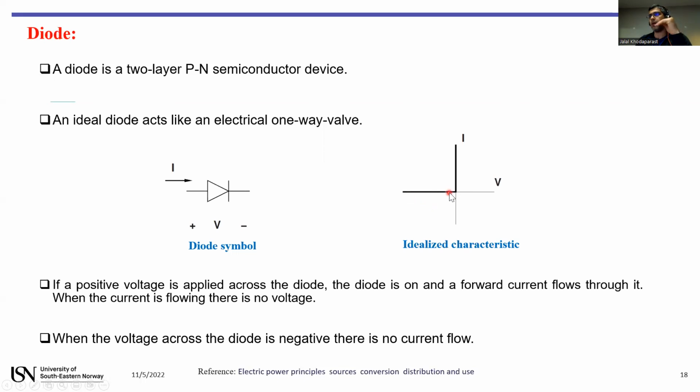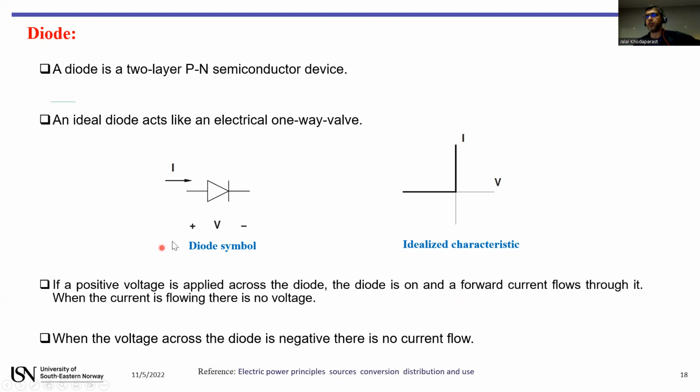You can see sometimes the current is infinity. It means that it is bypass or short circuit, or sometimes it's zero. So it is one way. In one way, it can carry the current. If a positive voltage, or the most positive voltage in the circuit, is applied to this terminal, it can carry the current. The diode is on and has the forward current through it.